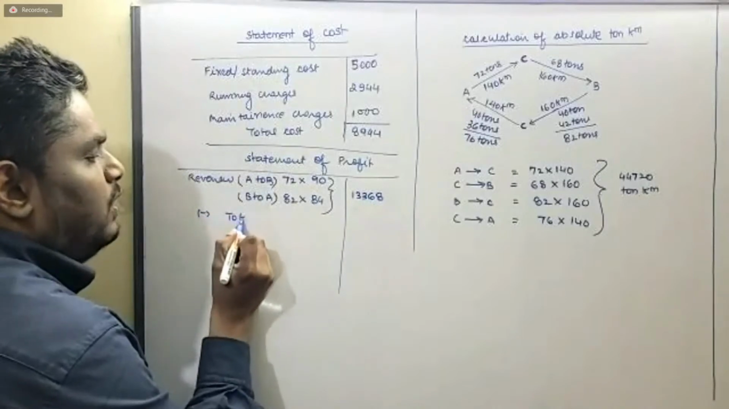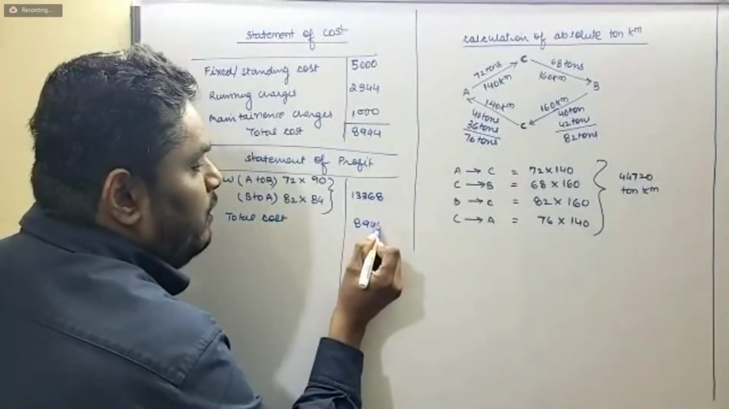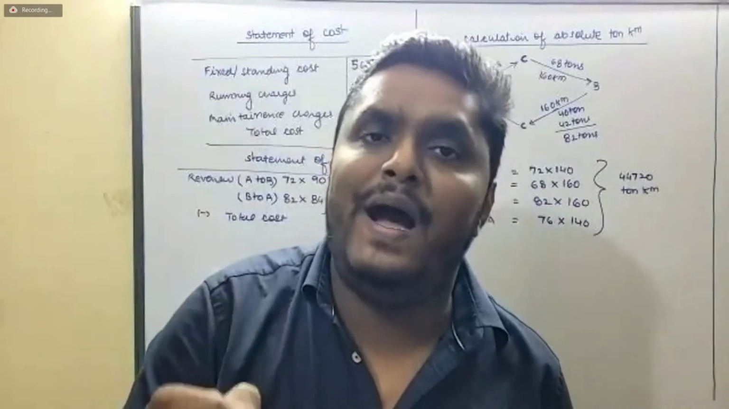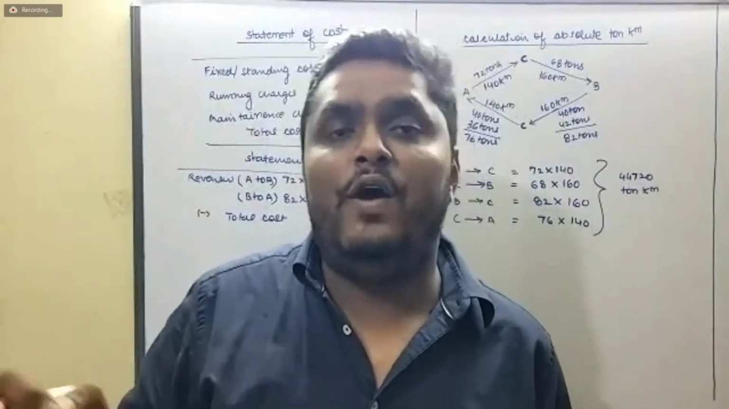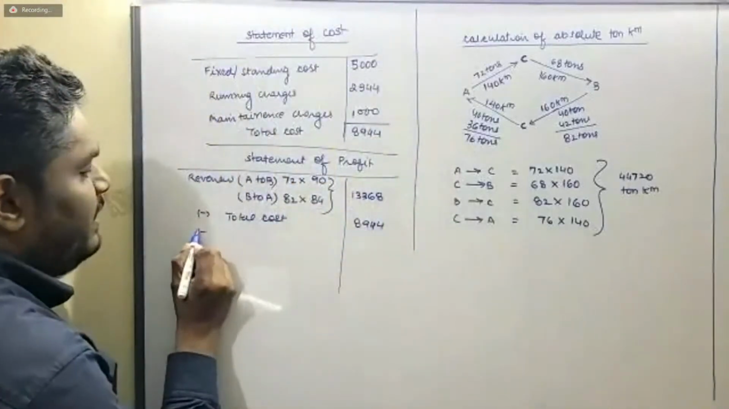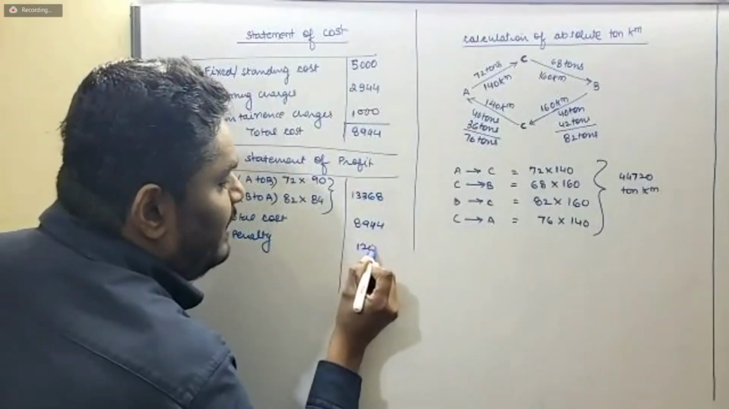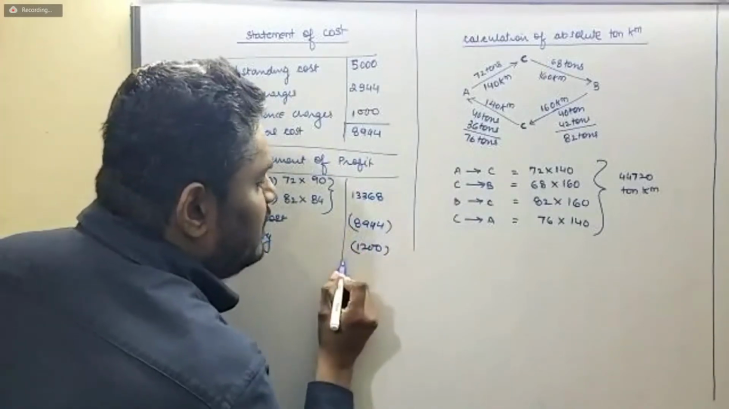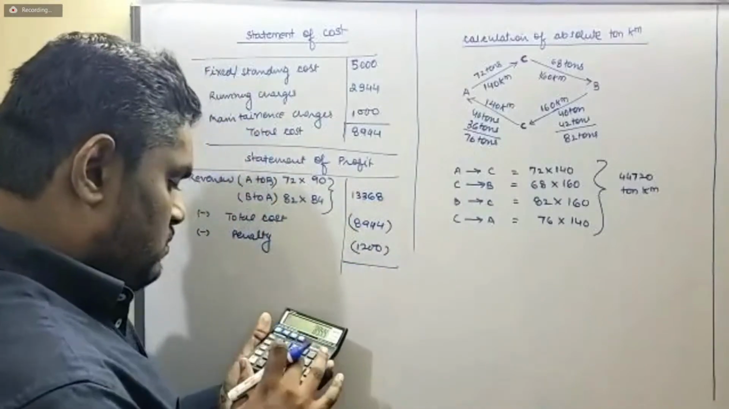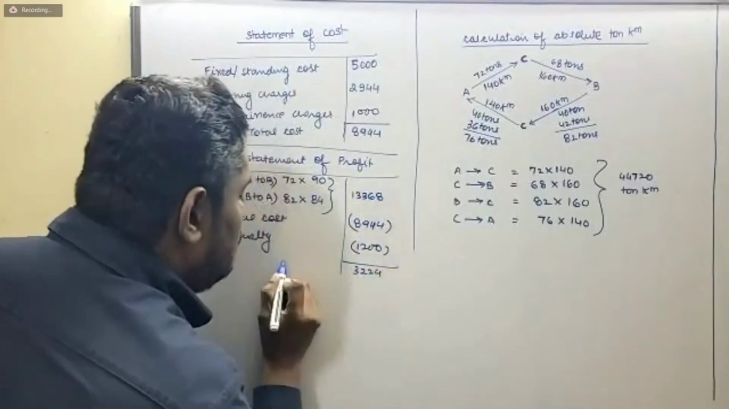Minus the total cost, that is 8,944. The penalty paid will never form part of total cost. However, for calculating profit, it will be deducted. So the penalty paid is 1,200. It will be deducted to calculate the total profit. So the total profit will be 3,224.